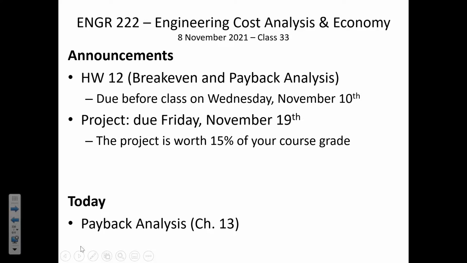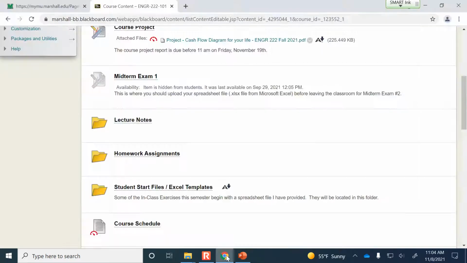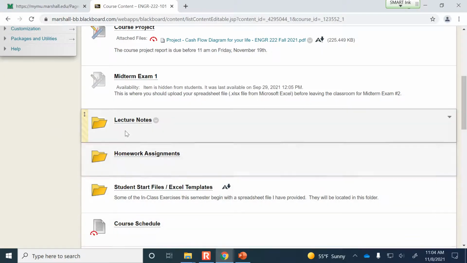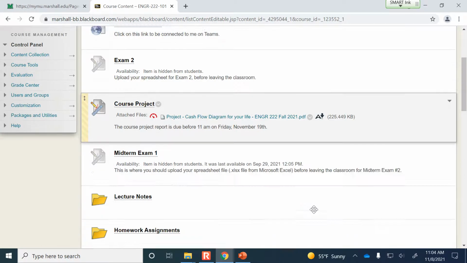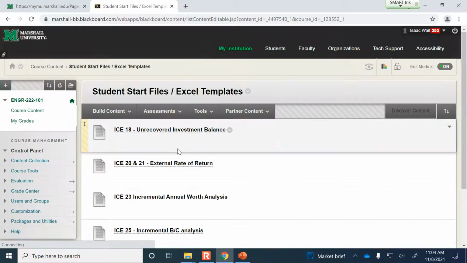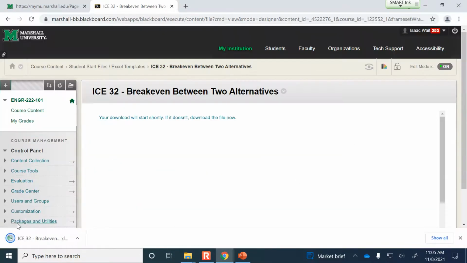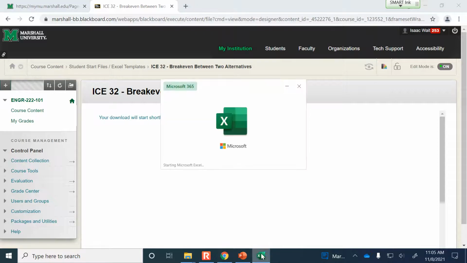All right, so before we talk about the payback analysis, let's just take a quick look at the template file that I provided you today. So that's here in our class page on Blackboard. If we go into the Student Start Files / Excel templates, it's the one at the bottom, break even between two alternatives. I've downloaded it and we'll open it now just to refresh your memory on how you can use this and what the components of cost are.